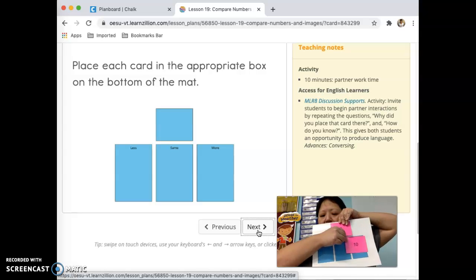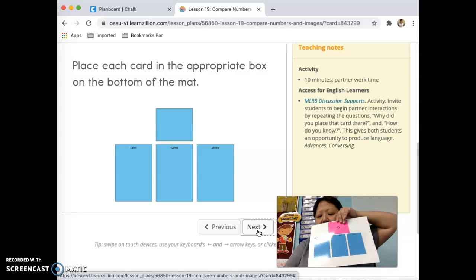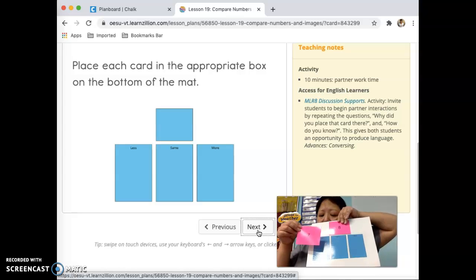Okay. Then you're going to leave that card there. I can't do that because I don't have quite enough hands to hold it all up. Then what you're going to do is pick another card. And this time my card is 7. So I'm going to think about the same thing. I'm going to decide if 7 is less, the same, or more than 8.